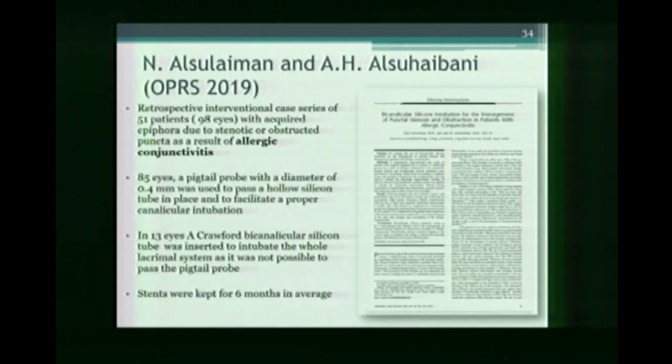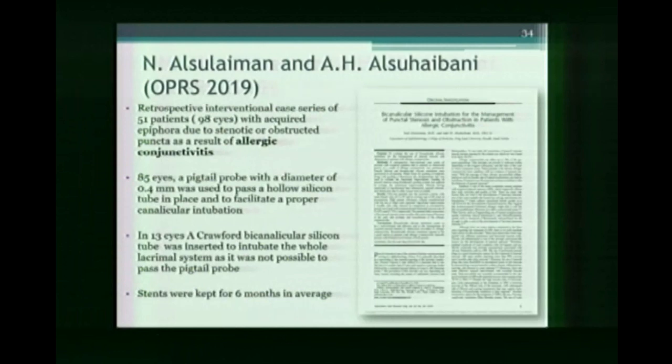They retrospectively recruited 98 eyes, all operated by the same surgeon, Dr. Sahibani, in which patients had punctal stenosis secondary to allergic conjunctivitis. So 85 eyes had a pigtail probe inserted, and then a hollow silicone tube was fixed. In the 13 remaining eyes, in which passing the pigtail was not possible, they stented the patients with the routine Crawford bicanalicular stent.